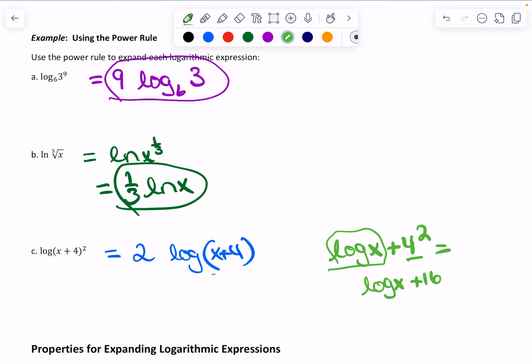So the parentheses here tell us that the x plus 4 is with the log. Same thing, it doesn't matter if it's addition, subtraction, or multiplication, the parentheses show that it's part of the log.